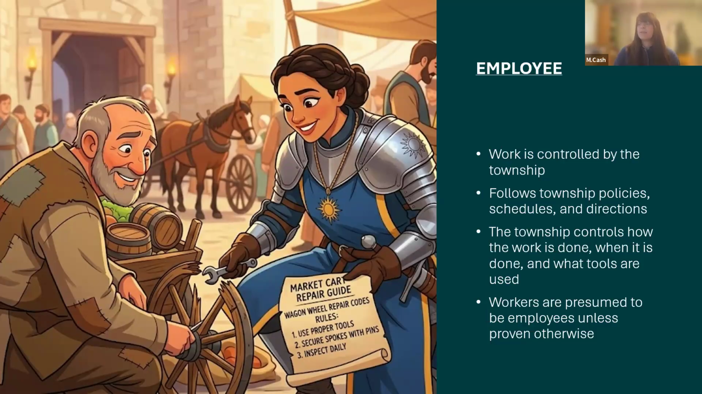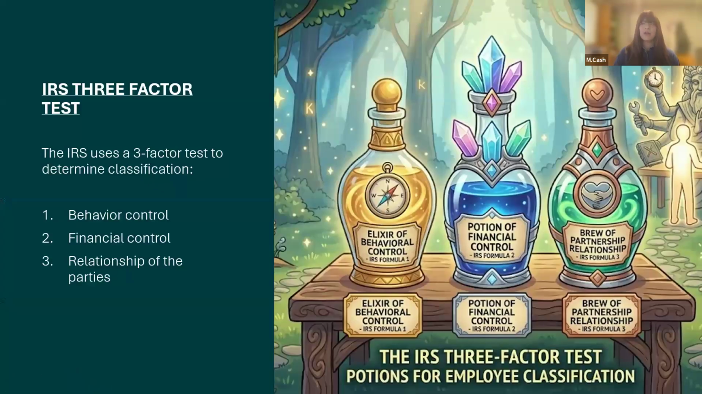And it's important to note that most workers are presumed to be an employee unless it's shown that they're otherwise not. So let's talk about the three-factor test that the IRS looks at to figure out whether someone is truly an independent contractor. So the IRS will look at the working relationship using behavioral control, financial control, and the relationship of the parties. So I'm going to walk through each one of these.